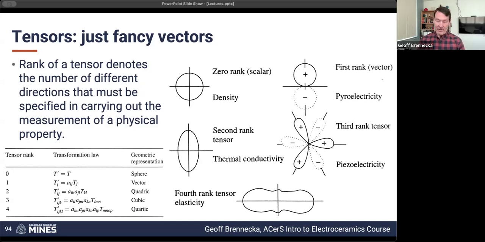Lucky for you, we're not going to get into elasticity of a fourth rank tensor because it just gets even bigger, uglier matrices. The math is exactly the same. MATLAB can do it for you. You don't have to be able to write these all out on paper, but it's useful to know where they come from.